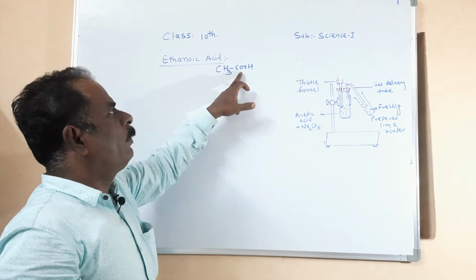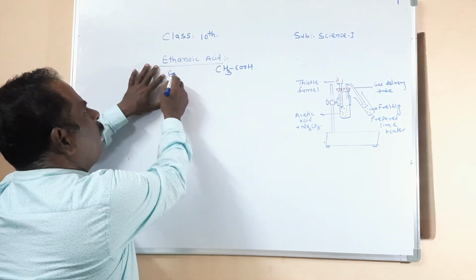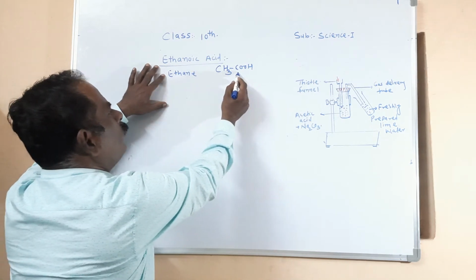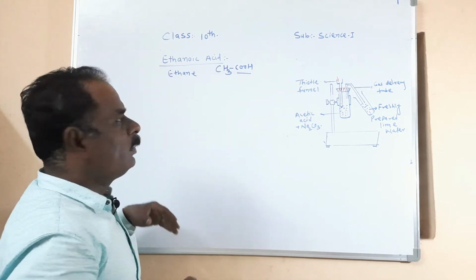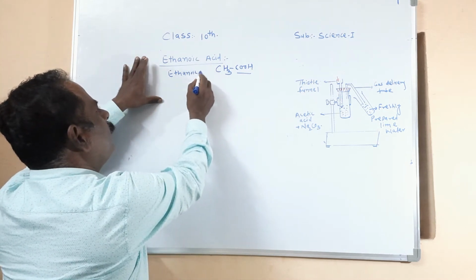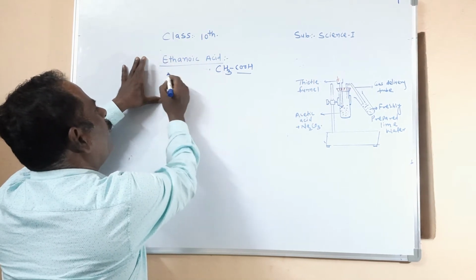It contains 2 carbon atoms. Therefore, its parent name is ethane. In this molecule, COOH is the functional group. Therefore, here E is replaced by OIC acid. We get which name? The IUPAC name, ethanoic acid.